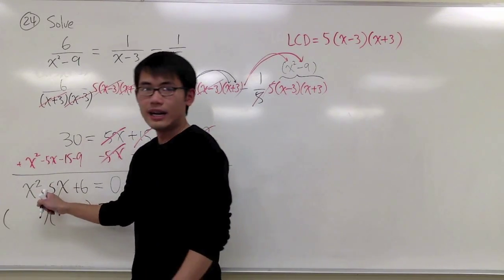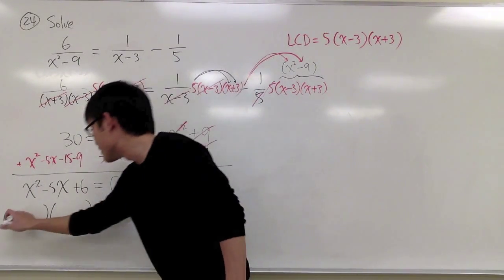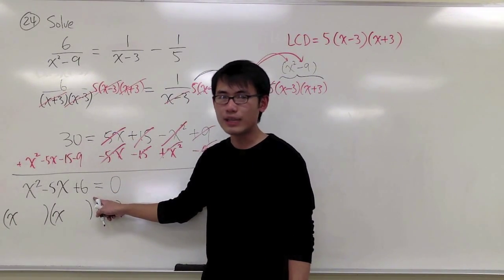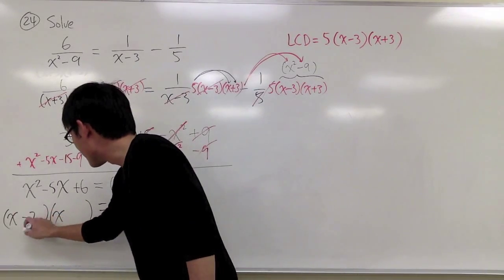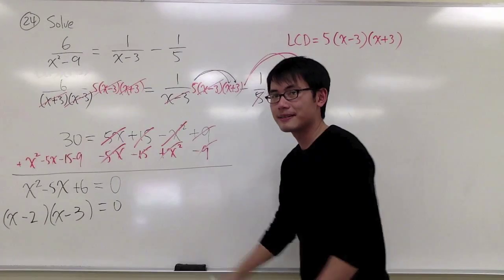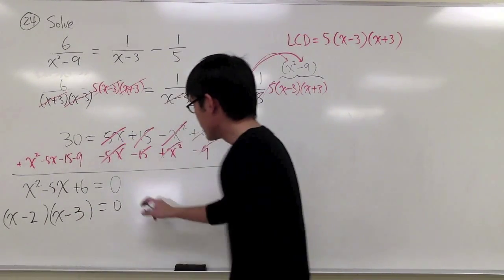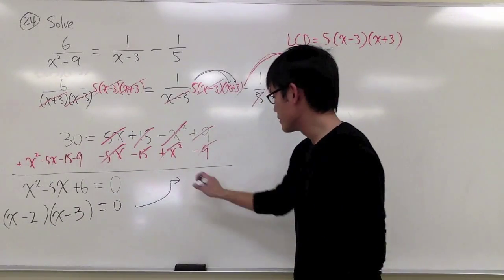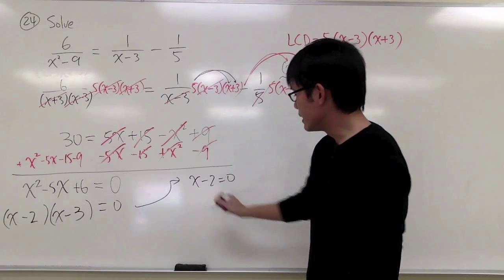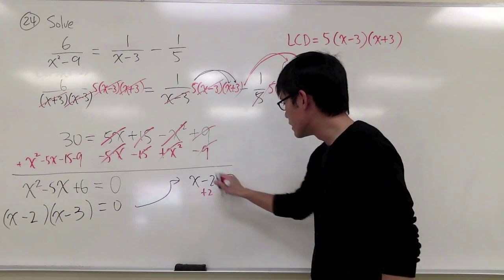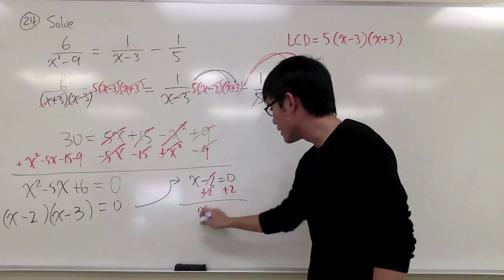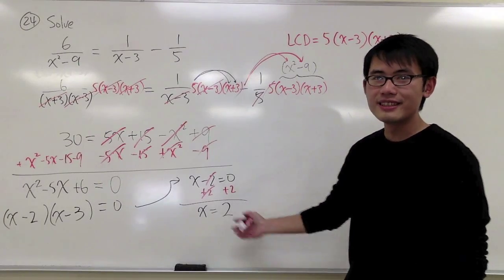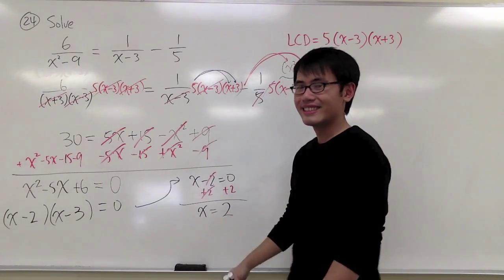First of all, to get x squared, I will need to get x and x. And to get positive 6, those two numbers should also add up to be negative 5. I will need to have minus 2 and minus 3, like that. And once we have these two factors, we're just going to set the first factor, x minus 2, equal to 0. And with this, once I add 2 on both sides, I will get my first possible answer, x is equal to 2. And this is just a possible answer to the original rational equation, okay?